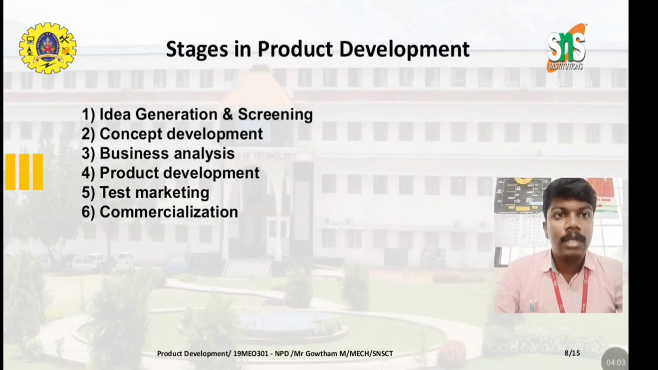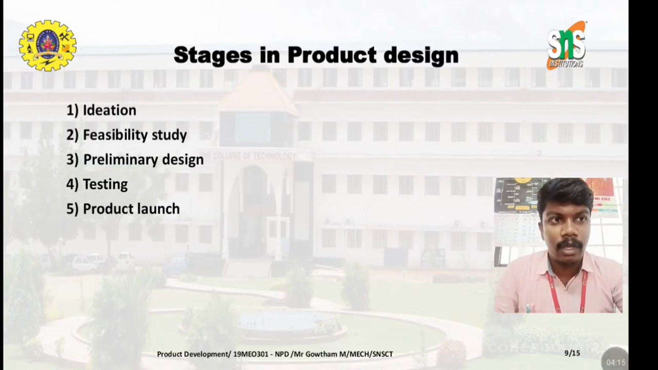So here are some stages in product development: idea creation and screening, then concept development, then business analysis, then product development, then test marketing analysis. Next one is commercialization, which we have already discussed. Idea feasibility study, then followed by preliminary decision, then testing and product launch.